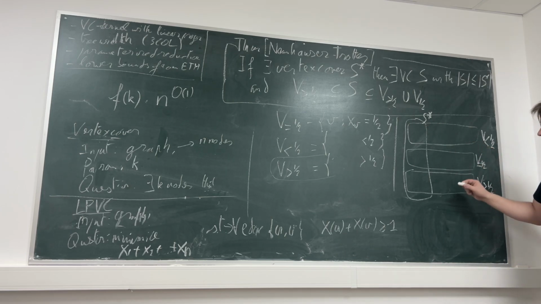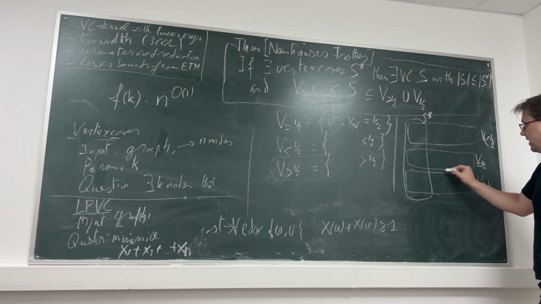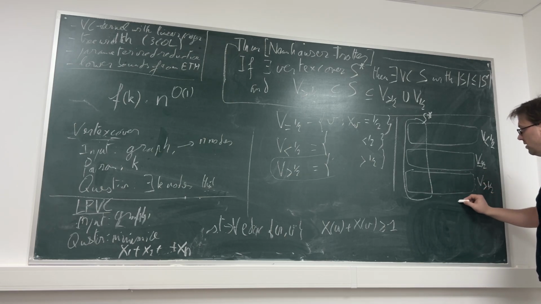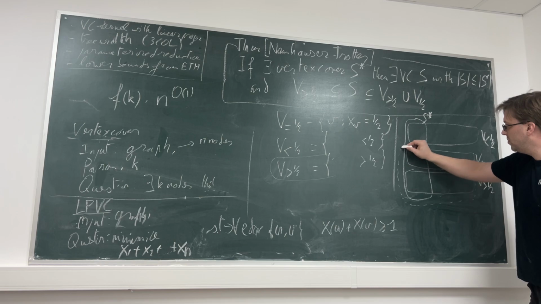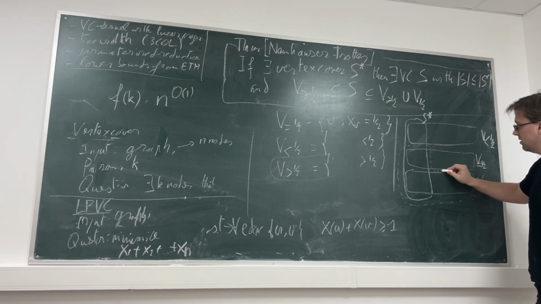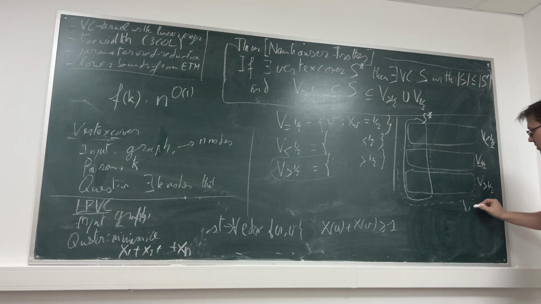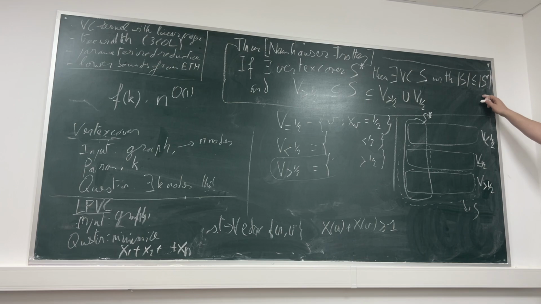So I don't have another color. So our S will contain precisely these elements. So that will be S. So this will be the S that satisfies the condition of the theorem.